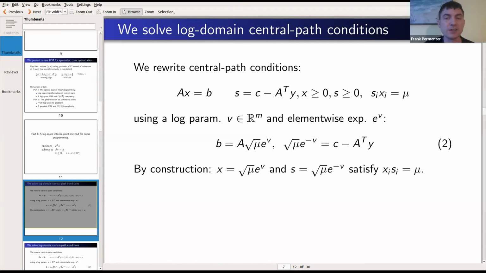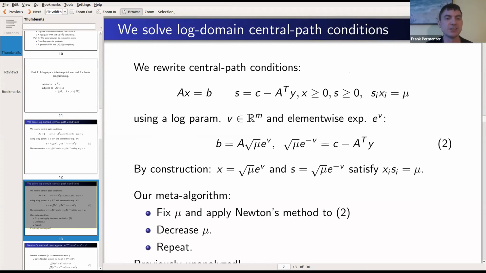Okay, so I've converted my central path conditions into a set of nonlinear equations in this parameter v and my dual variable y. So this suggests a meta algorithm for solving my linear program, which is to simply fix the centering parameter, apply Newton's method to these log domain central path conditions, decrease the centering parameter, and then repeat. So to my surprise, this seems unanalyzed in the literature in this precise form, which is kind of surprising given that it's a completely elementary approach for solving the central path conditions. But nevertheless, I've been unable to find a reference analyzing these exact nonlinear equations. Okay, so let's dive in and analyze them.